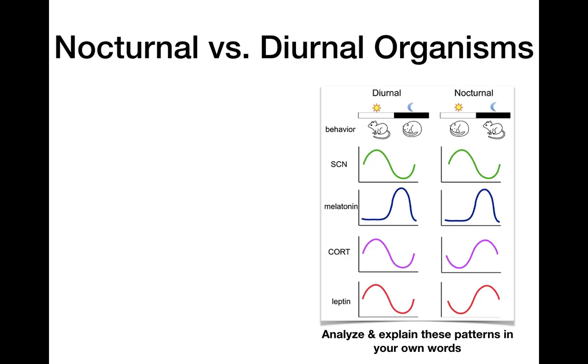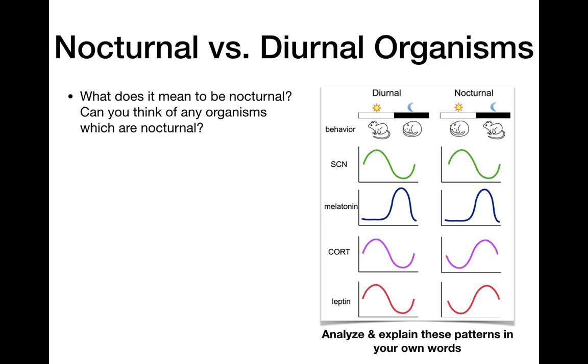Okay, so let's talk about a different kind of organisms here: organisms which are nocturnal and which are diurnal. So what does it mean to be nocturnal? Most people have heard the term nocturnal. What does that mean, and can you think of any examples? Well, nocturnal organisms are awake during the nighttime. Examples would be owls, some small rodents, kangaroos are nocturnal, a whole bunch of different things are nocturnal organisms.